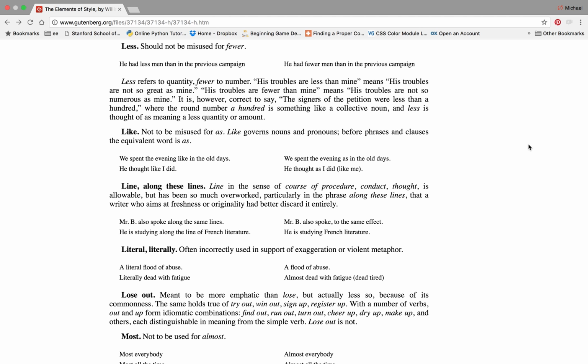All right, so commonly misused words and phrases from The Elements of Style by William Strunk. Now we're on L. Less should not be misused for fewer. This is something that I definitely see a lot of, and it's definitely something that I'm pretty strong at.